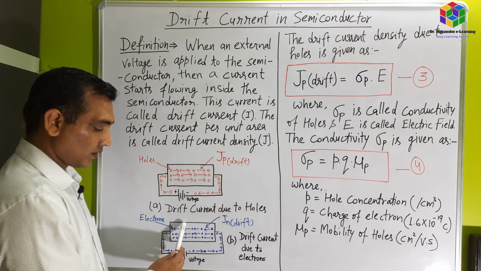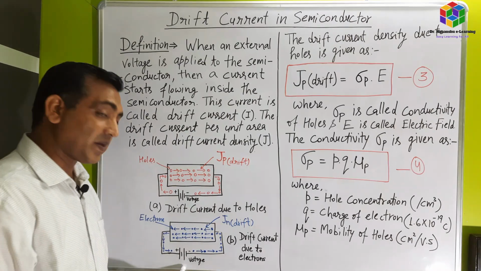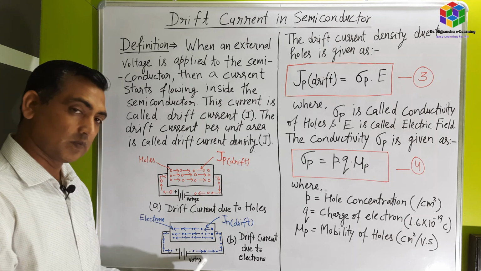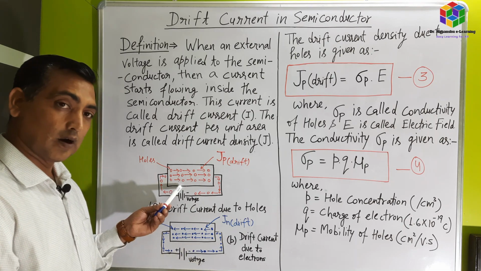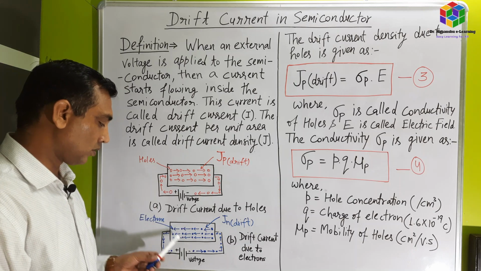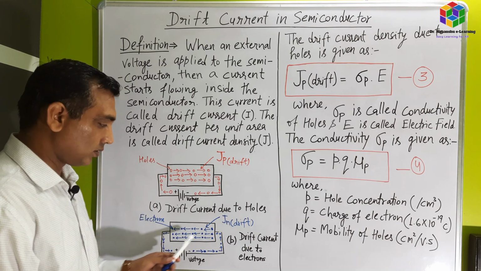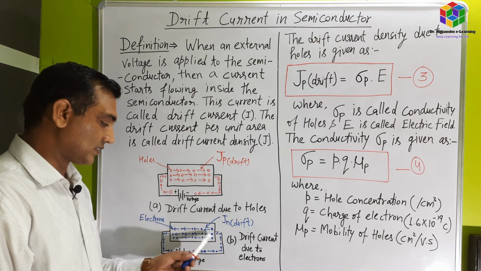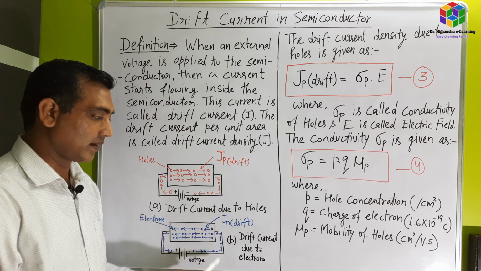Similarly, for n-type semiconductor, the electrons are the majority carriers, and if a battery voltage is connected to it, then the electrons flow from the negative terminal of the battery to the positive terminal, which is in the opposite direction of holes. So these blue color circles are known as electrons, and their combined current flowing from one side to another is known as Jn drift.